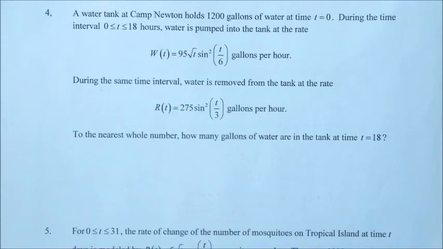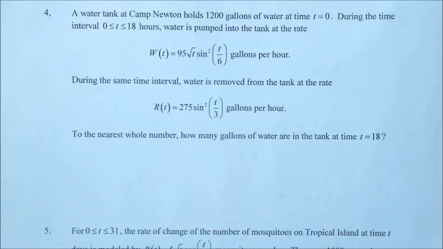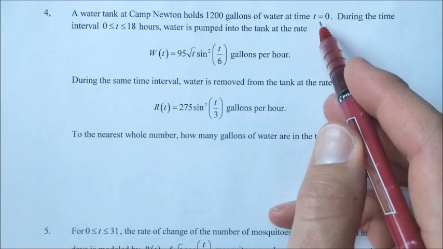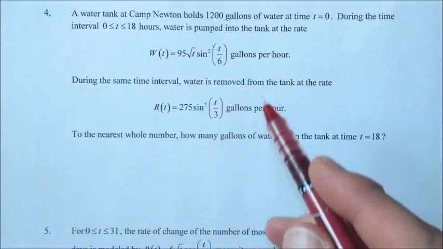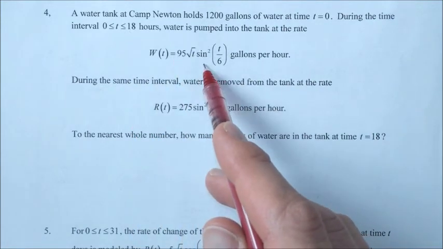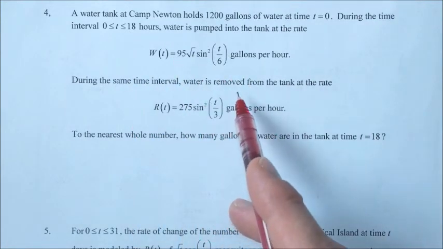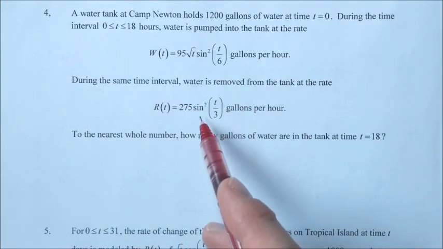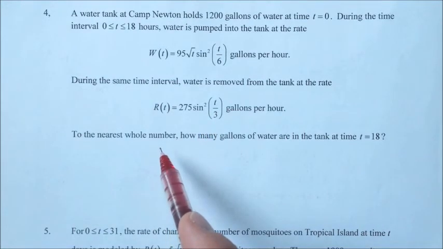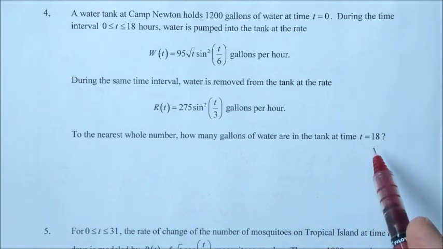Okay, I believe we did question 4 in class, but just in case we don't have it down, here we go. Water tank. It has 1,200 gallons of water in it at time t equals 0. And we see that water is coming into the tank over an 18-hour period at this rate. And water is also being removed from the tank over that same time period at this rate, r of t. To the nearest whole number, how many gallons of water are in the tank at time t equals 18?